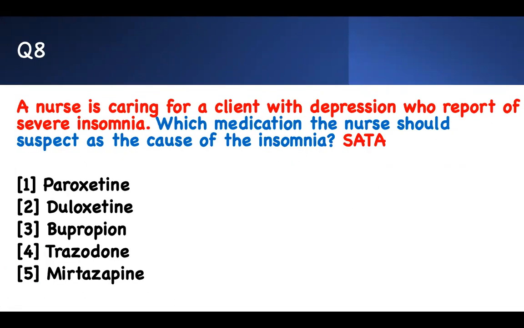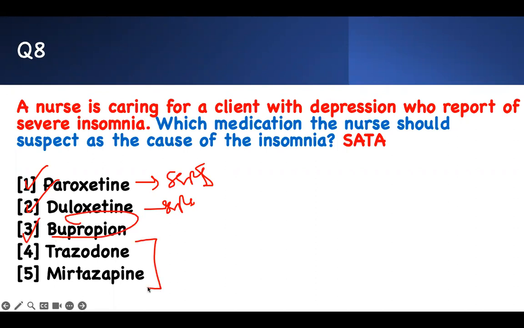Which should the nurse suspect as the cause of the insomnia? A nurse is caring for a client with depression who reports severe insomnia. I told you, most antidepressants cause insomnia. So which one do you think is the problem? This is an SSRI. You take it in the morning because it causes insomnia. Fluoxetine is also an SSRI and it causes insomnia. You take it in the morning, right? Bupropion is an atypical antidepressant that causes insomnia. Take it in the morning.